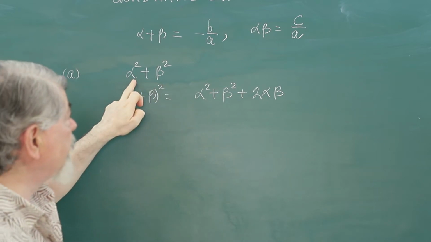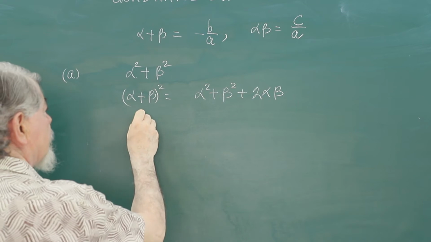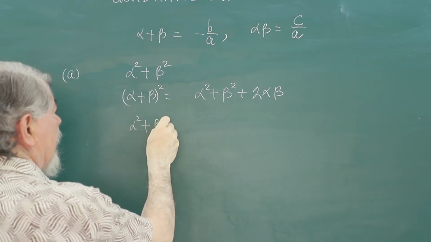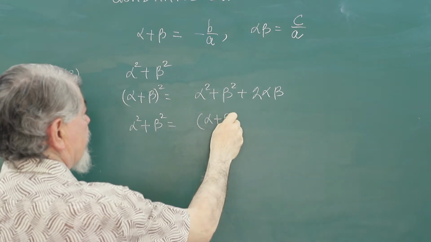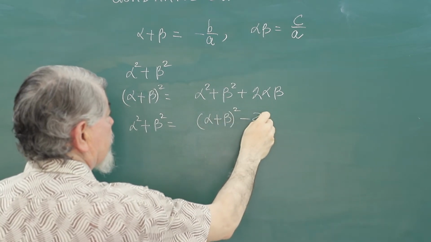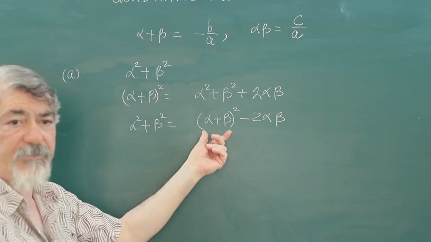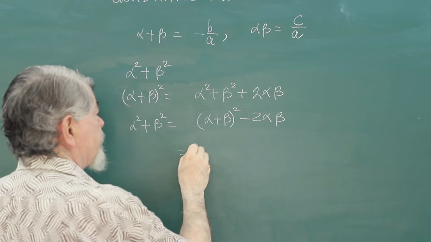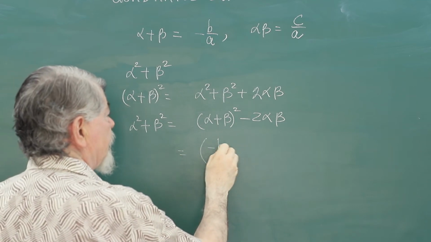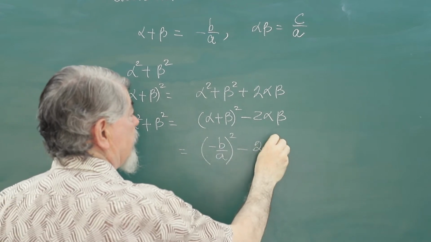What do I have to find? Alpha square plus beta square. So by transformation, I'll get alpha square plus beta square as alpha plus beta whole square minus 2 alpha beta. I know the value of alpha plus beta, and I know the value of alpha beta. Alpha plus beta is minus b upon a whole square, and this is c upon a.